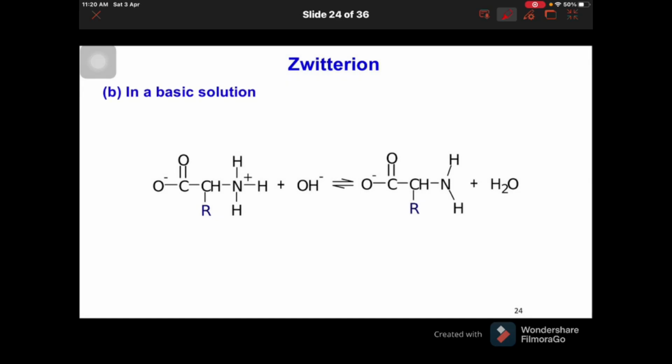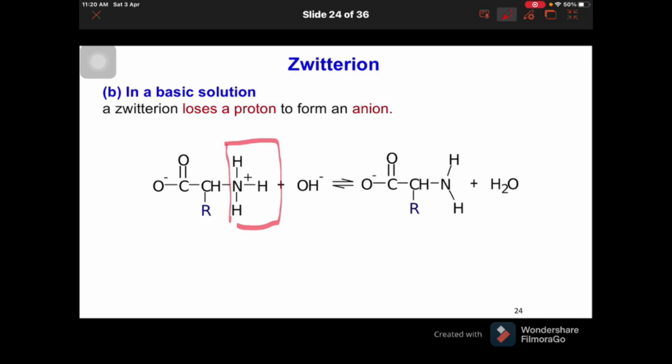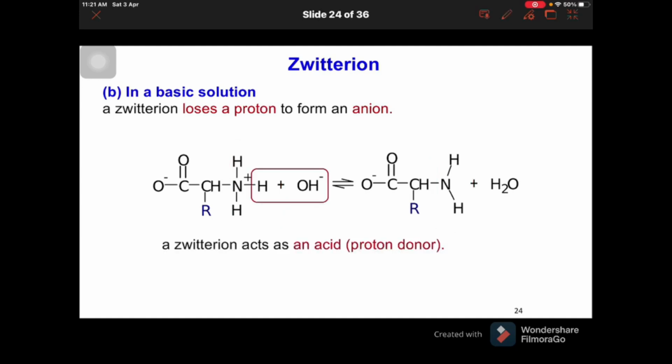In a basic solution, a Zwitterion loses a proton to form an ion. That means one of the hydrogen ions from the ammonium ion will be donated to the hydroxyl ion to form water and NH2. A Zwitterion acts as an acid, as a proton donor.